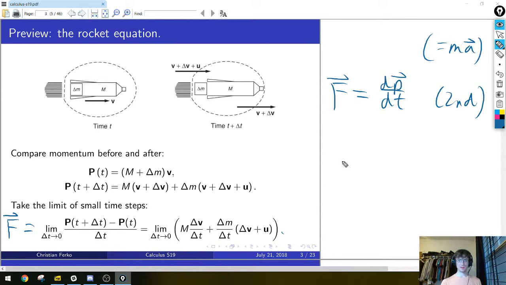So this step in the derivation of the rocket equation is attempting to find how the momentum of the rocket changes after a very small time step where delta t goes to 0 when it's ejecting some detritus.